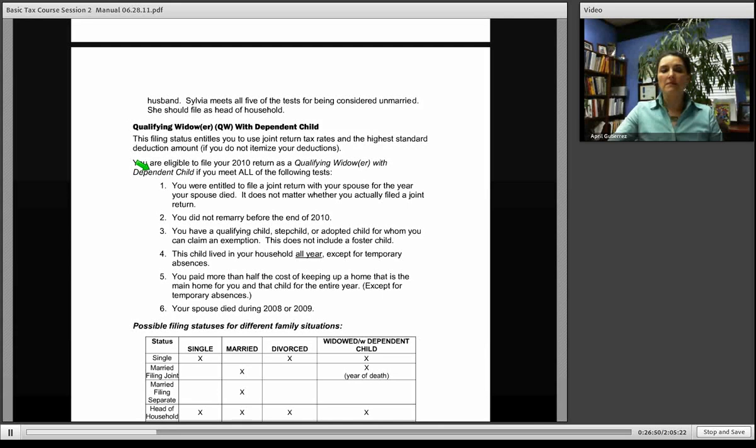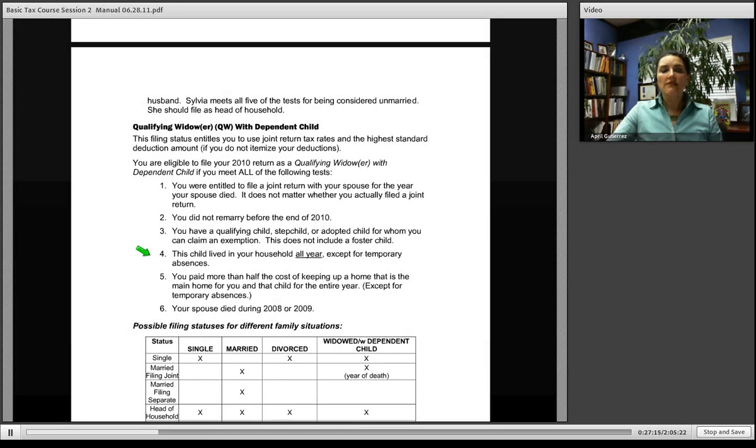Number 1, you are entitled to file a joint return with your spouse for the year your spouse died. It does not matter whether you actually did file a joint return, though. Number 2, you did not remarry before the end of 2010. Number 3, you have a qualifying child, stepchild, or adopted child for whom you can claim an exemption. This does not include a foster child.